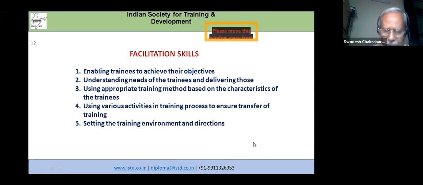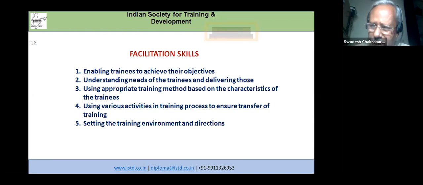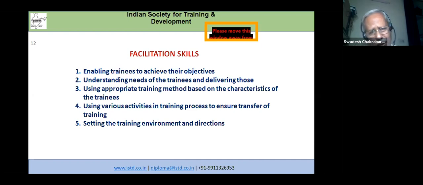Facilitation skills involve enabling the trainees to achieve their objectives. Facilitation is a process by which the trainer enables the people to achieve their objective of training. So he is actually creating facility for that process, and that's what is known as the facilitation skills. He works, he talks, he delivers in such a way that it becomes easier for the people to learn. They can achieve their objectives of learning from the training process, and that's what is known as the facilitation skill.